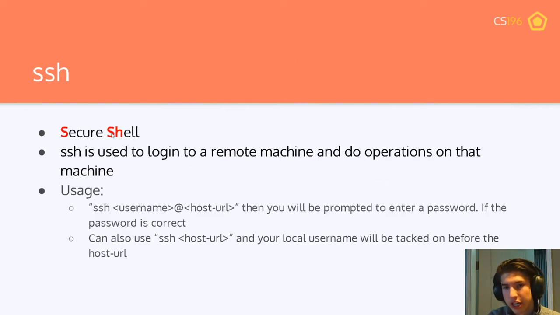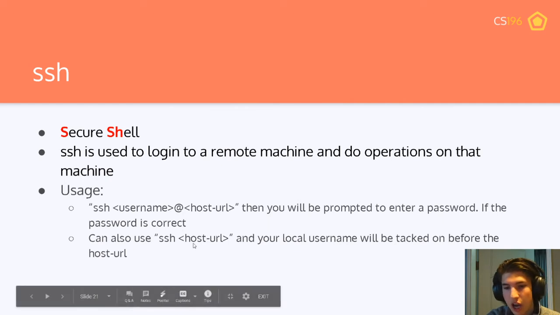So secure shell, if you guys remember, this thing that we're working in is called the shell. SSH is a way to work in the shell remotely on a different machine. And so how SSH works is you'll do ssh username at host URL, and you'll be prompted to log in to that computer with the username. If the password's correct, then you are working in a shell on another computer. If you want to drop the username, your local username is passed along.